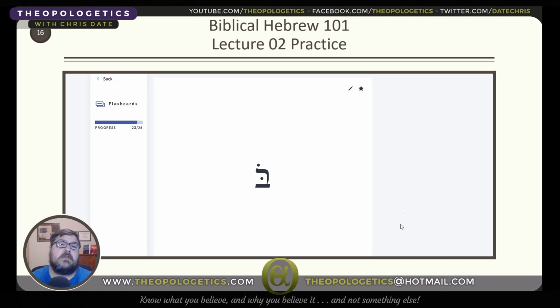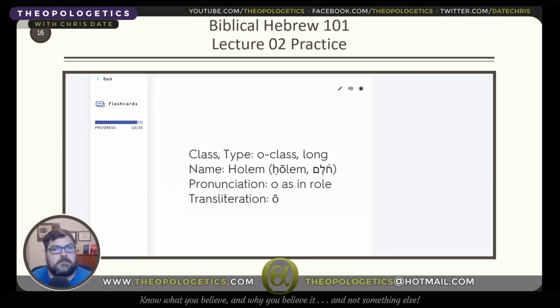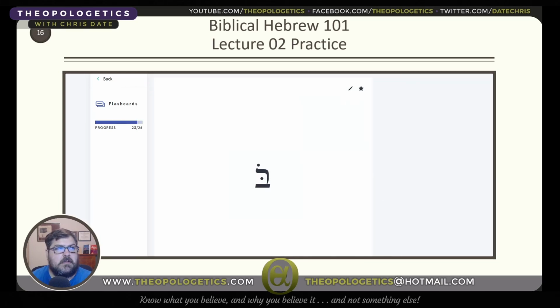The short O class vowel is the qamets hatuf. The long O class vowel is the holum, and it's pronounced like the O in roll. And it's transliterated using the English letter O with a line over it. All right? This is a vowel, not a diphthong.